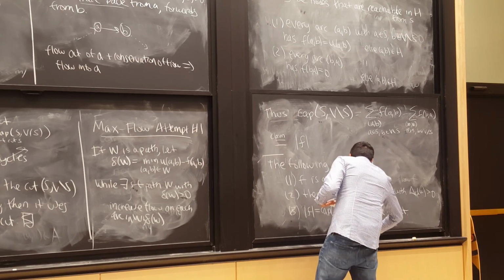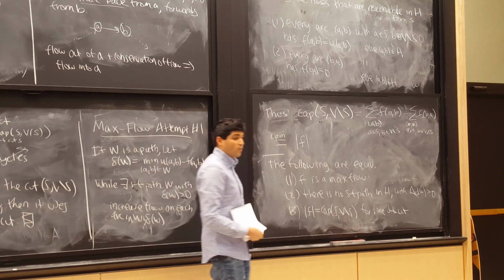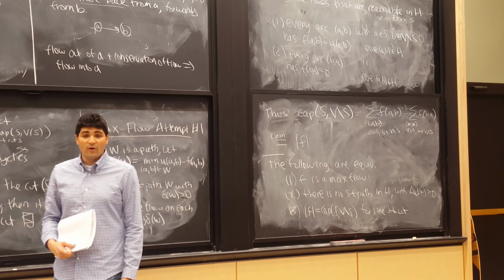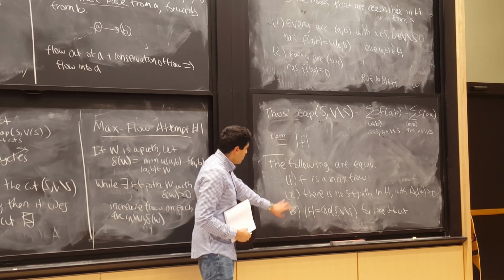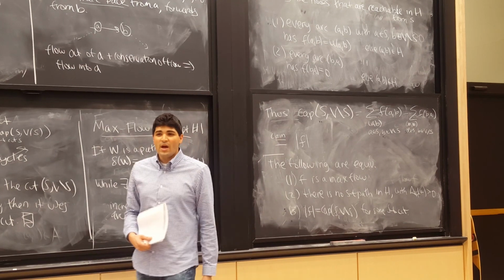So this is one of the main takeaways, is that these are all equivalent ways to think about what a max flow is. So for example, why can we go from 3 to 1? So why does 3 imply 1?